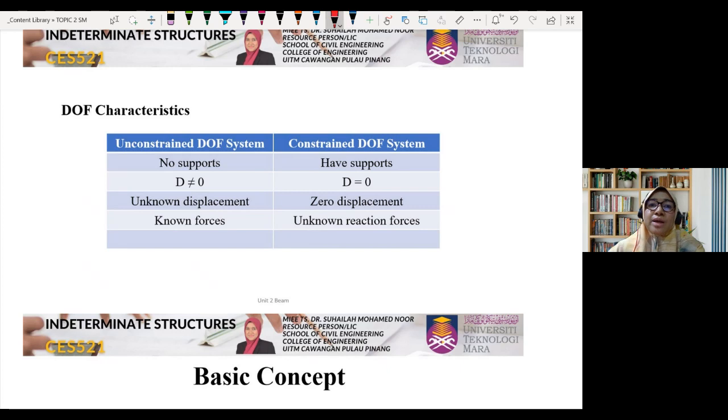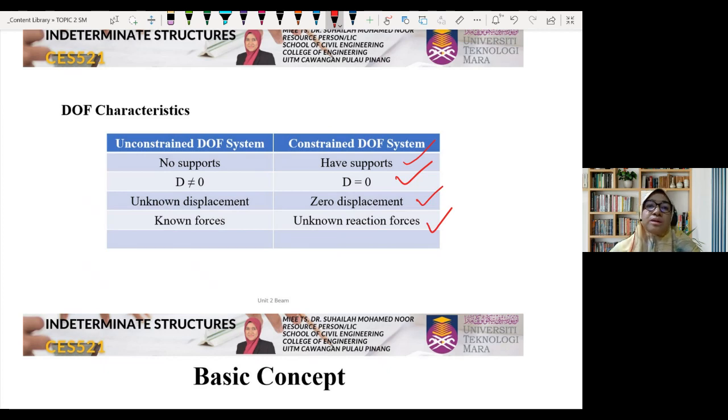Let's look at the characteristics. Constraint means support. What is the other criterion? Displacement is equal to zero. So logically, when there is a support, there is no movement. Displacement is equal to zero, meaning zero displacement. And logically, when there is a support, there are unknown reactions at the support. So there are these characteristics of a constrained degree of freedom system.